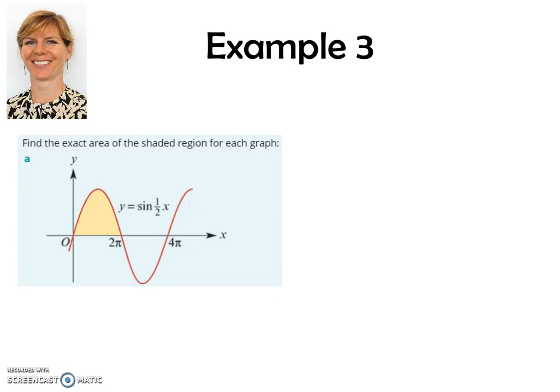Okay, example 3 is a little bit more of a practical example. So now we're actually finding areas. We're not just doing definite integrals. For this one, it says the shaded region, so it's all going to be positive anyway. So we don't have to worry too much about signs or anything like that. We can just integrate over 0 to 2 pi.